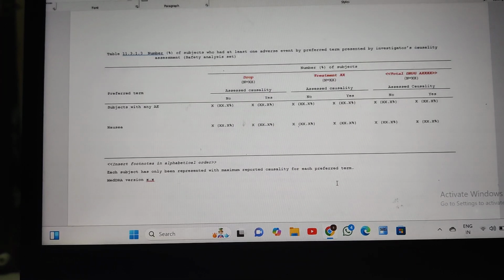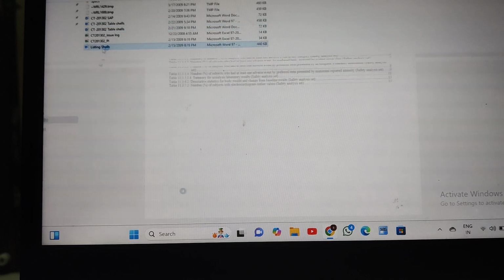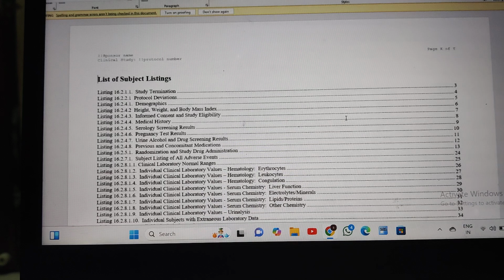But we should prepare for both, with and without annotation. With annotation, it's obviously easy, right? Because you know all the variables in front of you. But if you don't have the annotation, it's also not that tricky. You can use that and do the things. And then we'll see the listing shells.